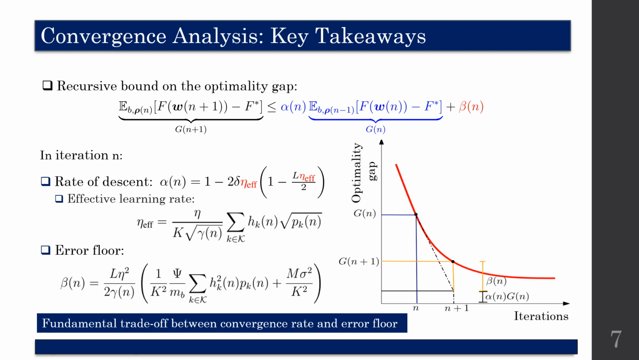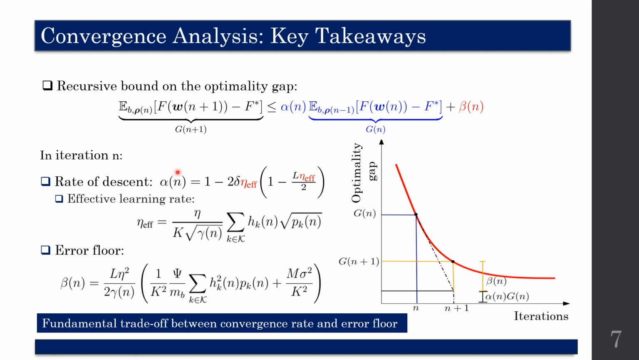We prove a recursive bound on the optimality gap, which is defined in an iteration as the difference between the global loss function value and the optimal global loss function value averaged over batch and noise. This recursive bound shows that the optimality gap in a certain iteration is upper bounded by a contraction factor alpha n multiplied by the optimality gap in the previous iteration, and there is some additive residual error. Now let us characterize this contraction and this residual error.